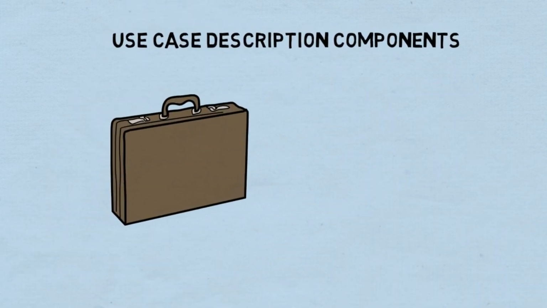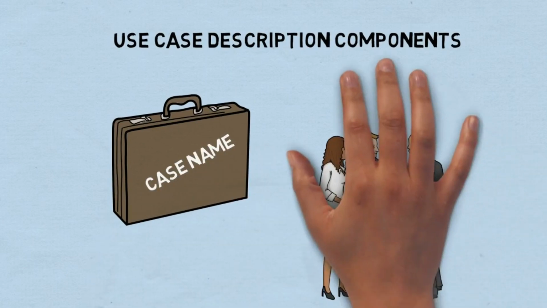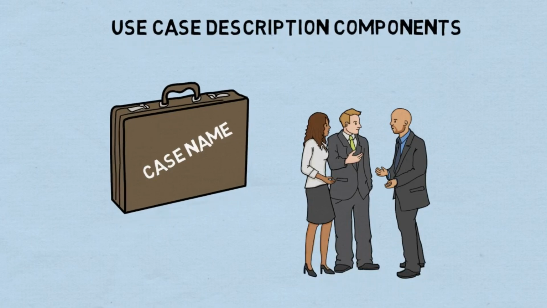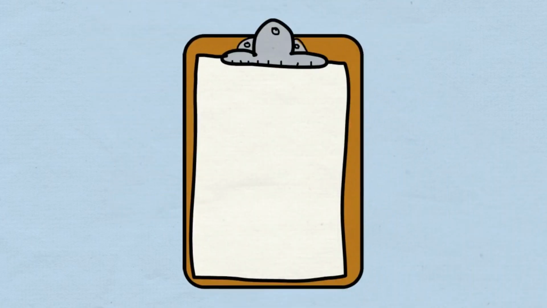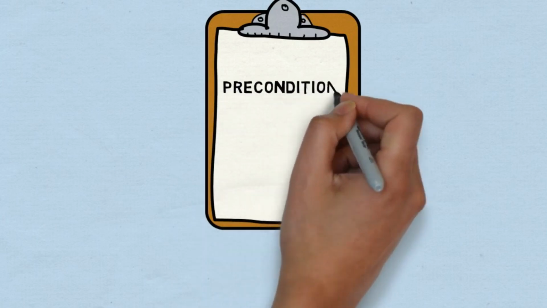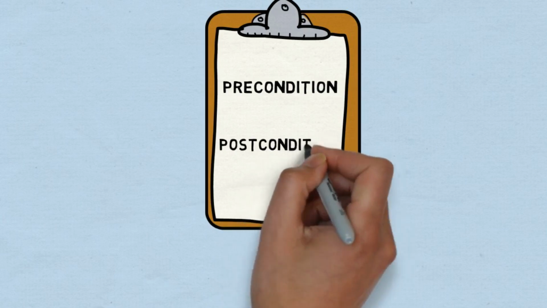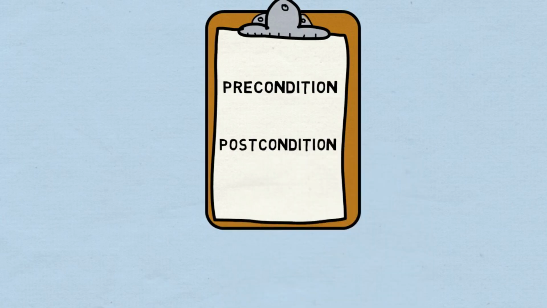Use case description components. The use case description will contain the use case name and scenario name. A use case has actors and stakeholders. A use case description has two conditions: precondition and postcondition. Precondition is a set of criteria that must be true prior to the initiation of the use case. Postcondition is a set of criteria that must be true upon completion of the use case.